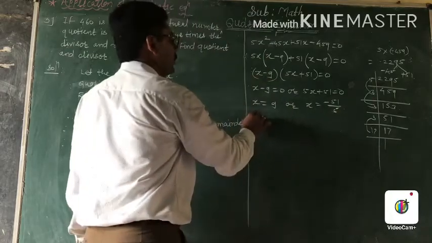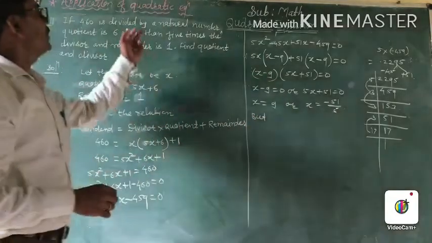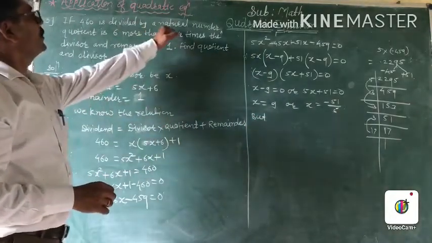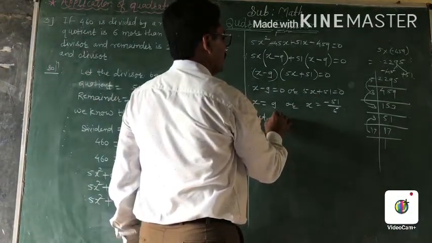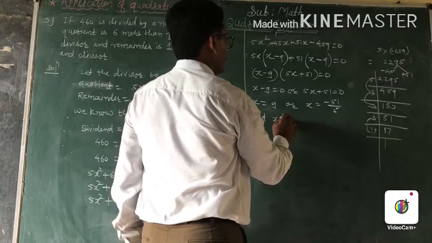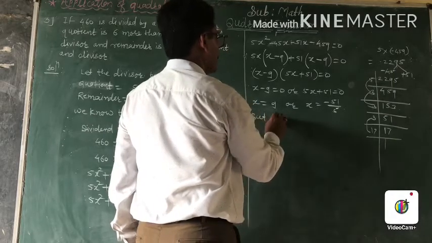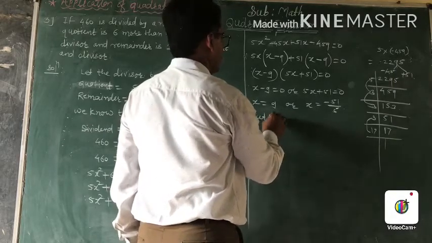But here we want the divisor to be a natural number.